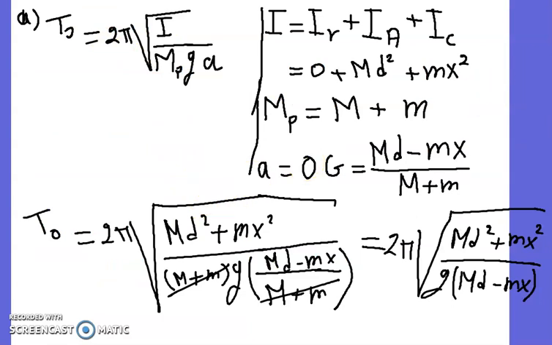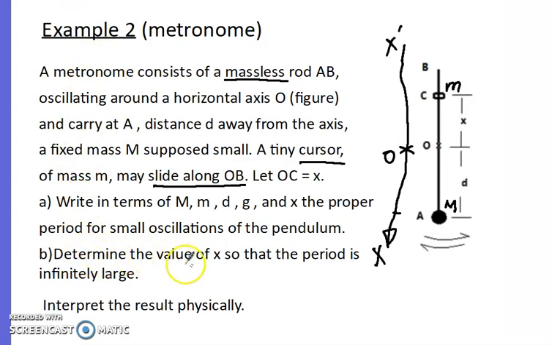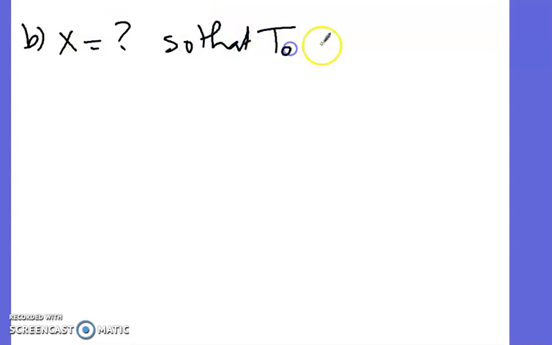Now part 2, or part B: determine the value of x. So where should you place this cursor? Determine the value of x so that the period is infinitely large. Interpret the result physically. Okay. So here, part B: x equals how much so that T0 tends to infinity, infinitely large.